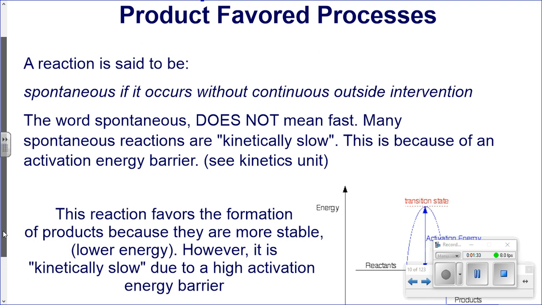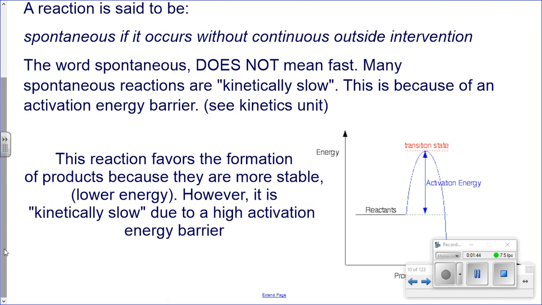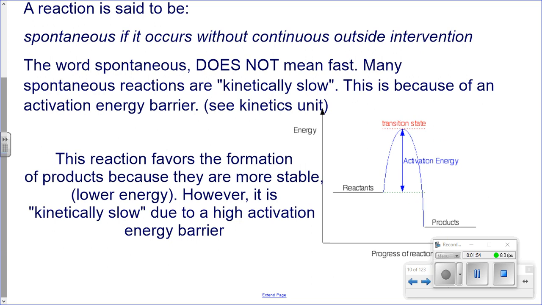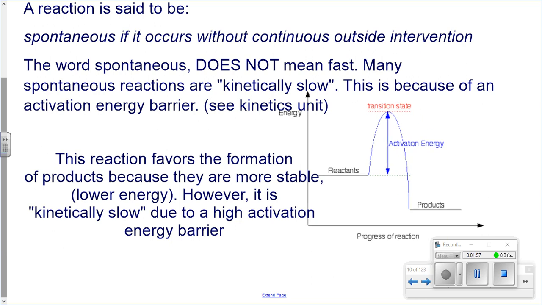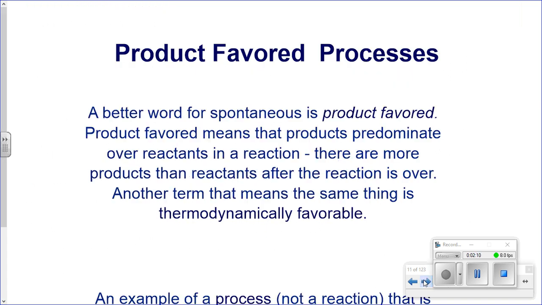Now, spontaneous doesn't mean fast. Spontaneous just means automatic. And it can be kinetically slow. We'll talk about kinetics when we come to chapter 12, not until the new semester. So this reaction, as you can see here, favors the formation of products because they're more stable. In other words, they have lower energy. If we take a look at this reaction, notice the reactants are higher than the products, just like I just talked about. The problem is it's a very slow process because it has a humongous activation energy barrier it has to get over.